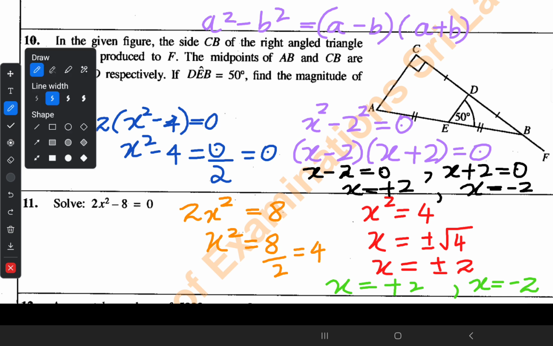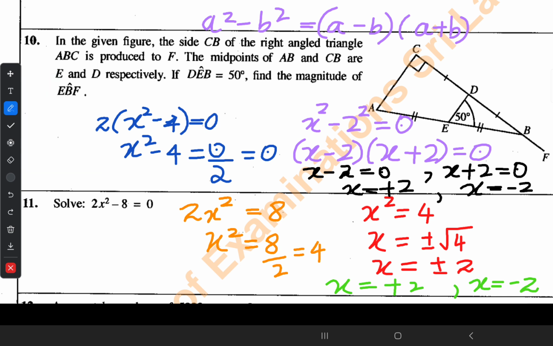I'll repeat once more quickly. I brought this 8 to the other side, and after division, I obtained x² equals 4. To find the square root of this, it's a must to indicate the plus or minus sign. So x equals plus or minus the square root of 4. The square root of 4 is 2. So we can indicate one answer as x equals positive 2, another one as x equals minus 2.